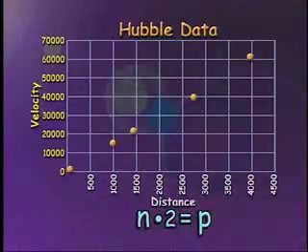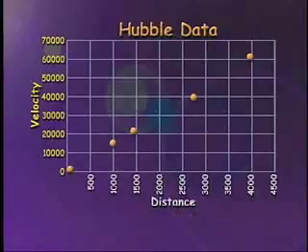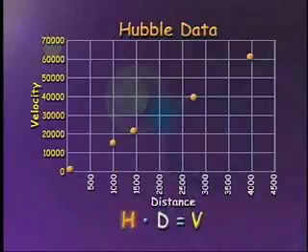Remember the linear equation we used for the pizza graph? N times 2 equals P? Well, the linear equation for Hubble's graph is H times D equals V. H is the Hubble constant. It is similar to the number 2 in our previous equation. Remember there were 2 servings in one pizza? Anyway, D is the distance of the object, and V is the velocity or speed of the object.